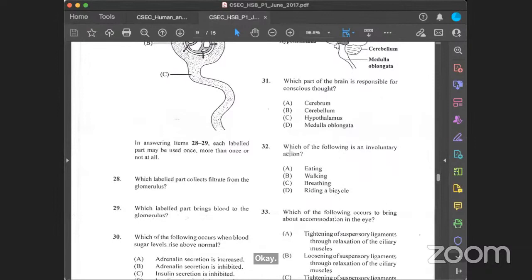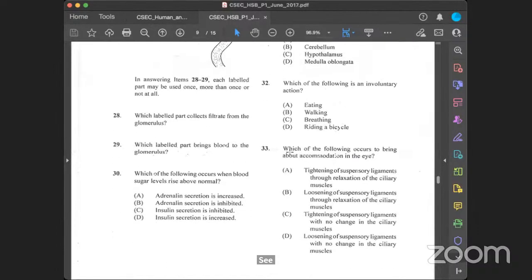32. What's involuntary there? C. Good. 33. Which of the following occurs to bring about accommodation in the eye? Is it this one? A. Good.